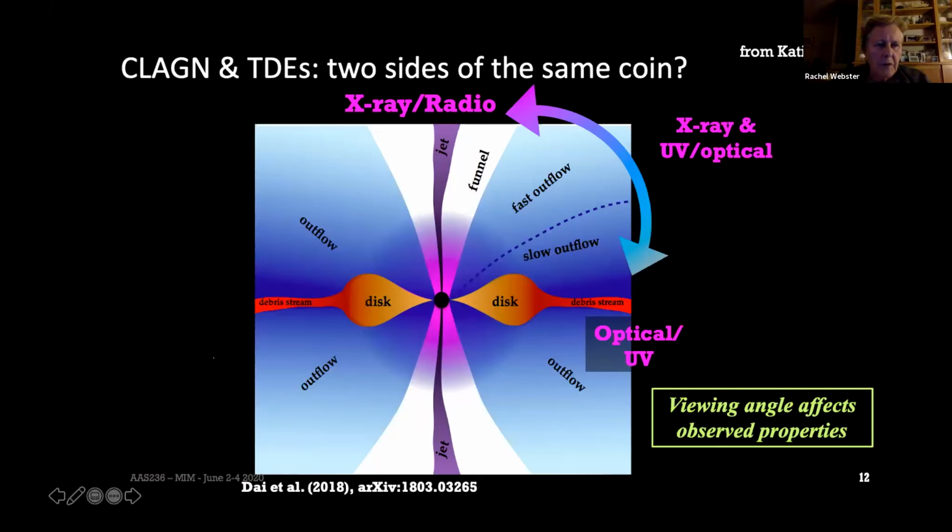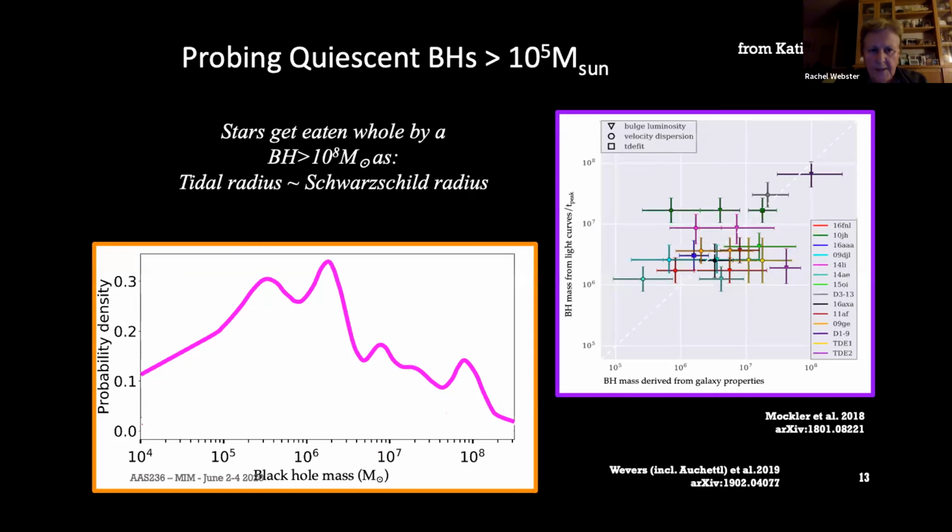Just a couple of comments about TDEs. Are they really two sides of the same coin? Katie has given me a couple of slides just showing some of the state of the art on TDEs at the moment. Basically the TDE community is seeing that the orientation from which we observe the TDE determines exactly what we see in terms of X-ray and optical UV. So there's an orientation dependence there.